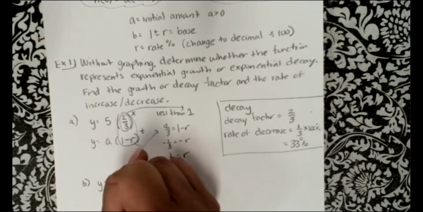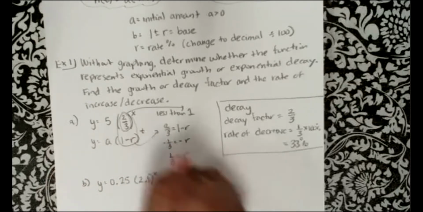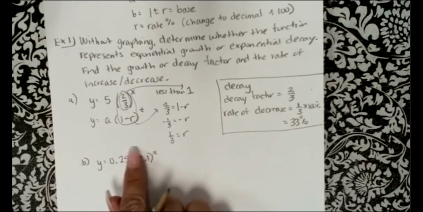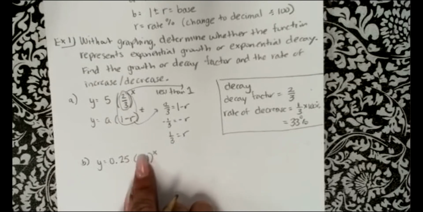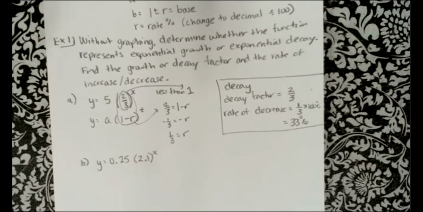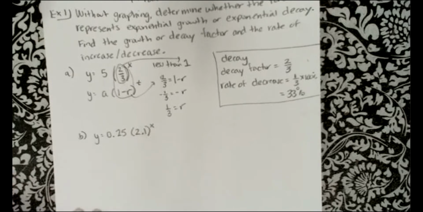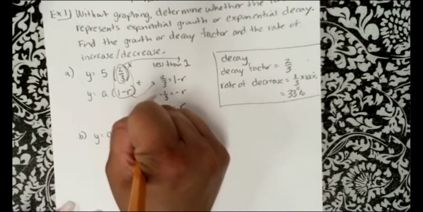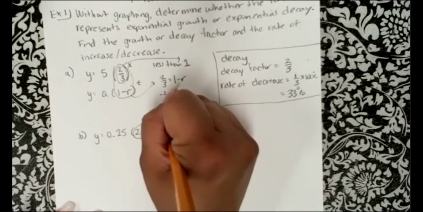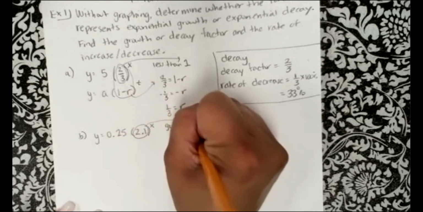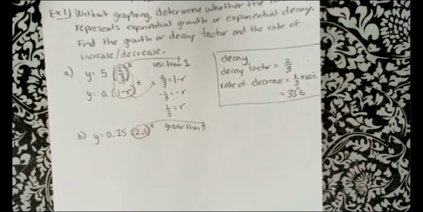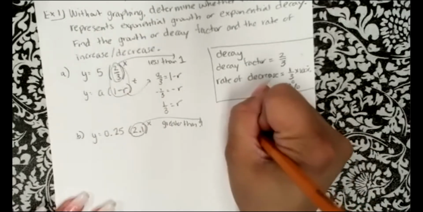I'll give you guys a minute. I want you guys to try this one next. This is greater than 1, so it's going to be a growth. Go ahead and try this one. If you're still working on it, go ahead and hit pause, finish it, and then hit play. I'm going to go and work it out. So right here, this piece is greater than 1. So this is going to be a growth.